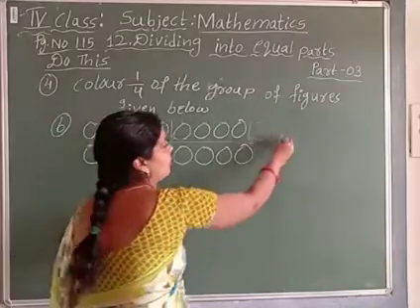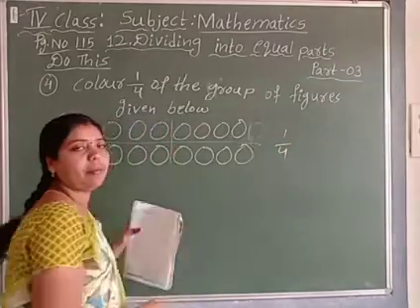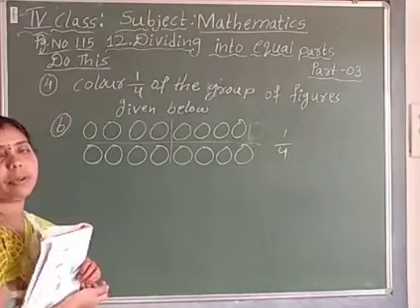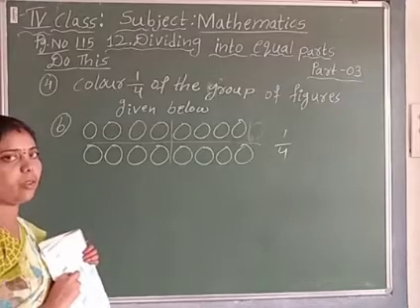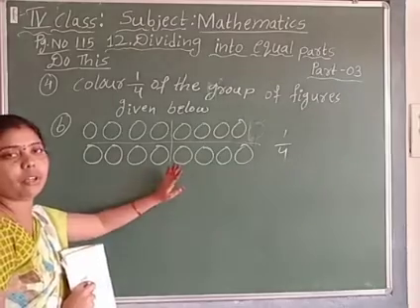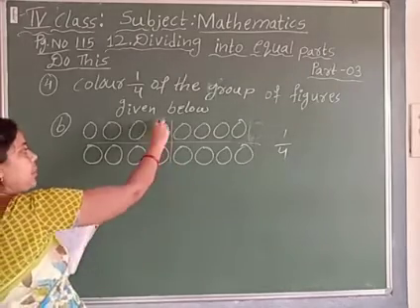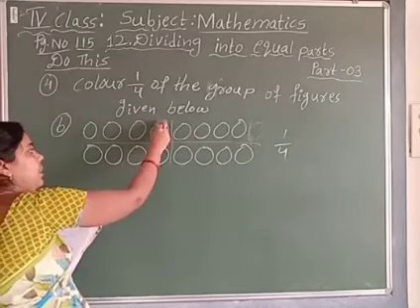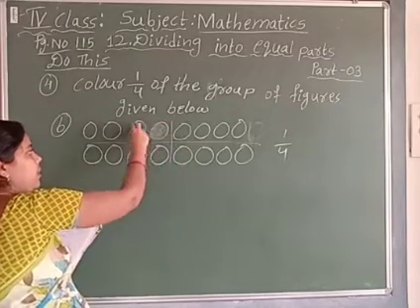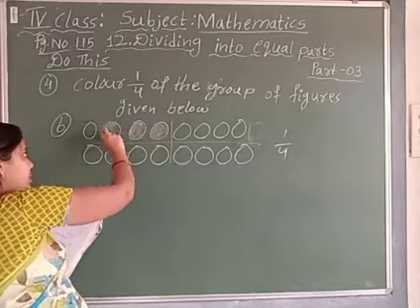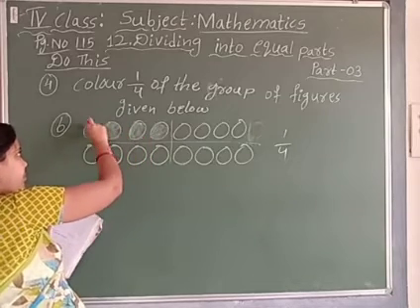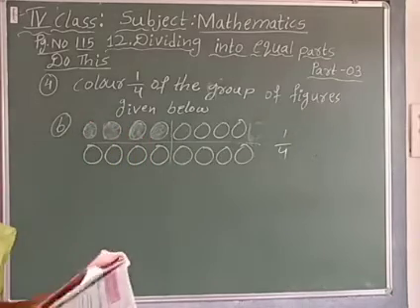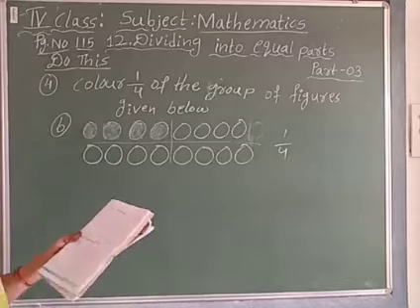Understand? So here which fraction is given? 1/4. Numerator is 1, denominator is 4. So 1/4 part. So I will shade this part. Any part you will take and shade it. 1 part only. Understand now? See, next C1 also similar.